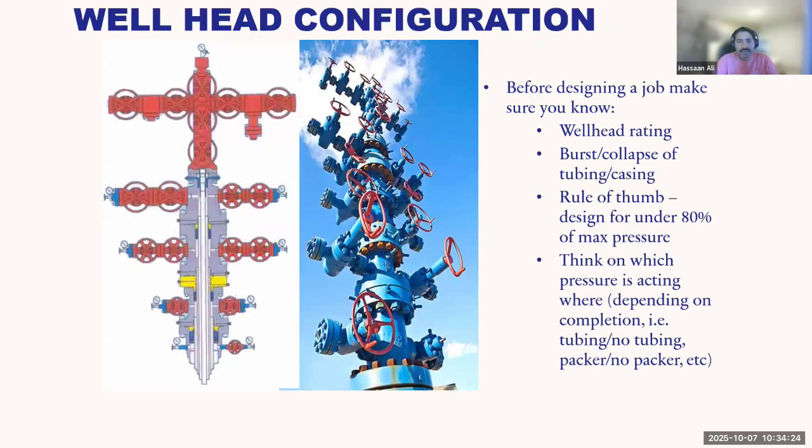Wellhead configuration. The wellhead is the piece of completion which you see with your eyes whenever you visit an oil and gas well. Whatever is downhole is downhole, you cannot see it, but the wellhead configuration out on the surface is the one which you will see. So before designing a job, make sure you know the wellhead rating, and you know the burst and collapse rating of the tubing. Usually you want all the pressures, yield pressures, and temperatures to be 80% of the max pressure of the tubing, wellhead, and your production casing and tubing.